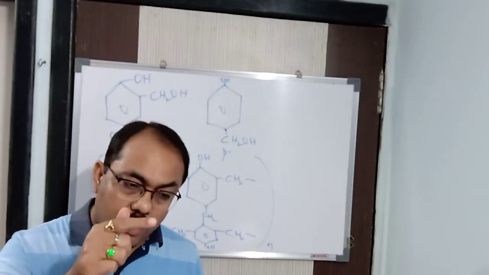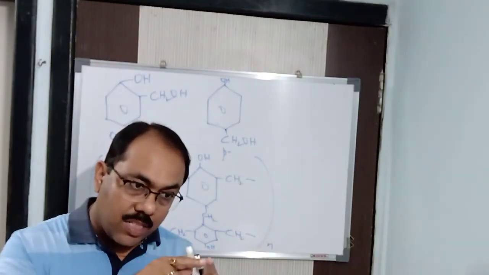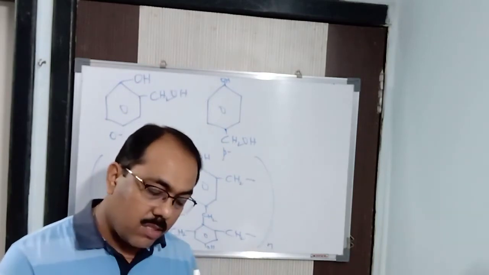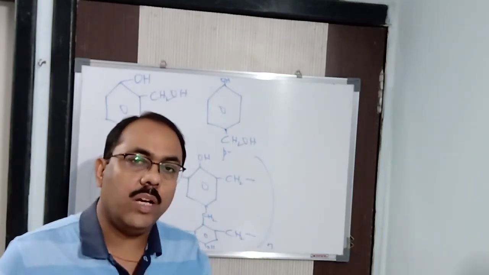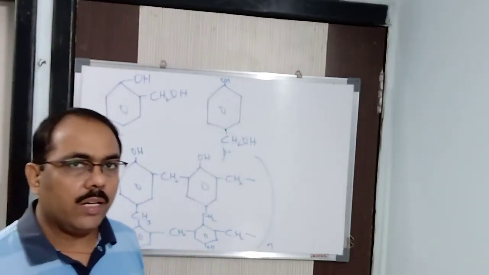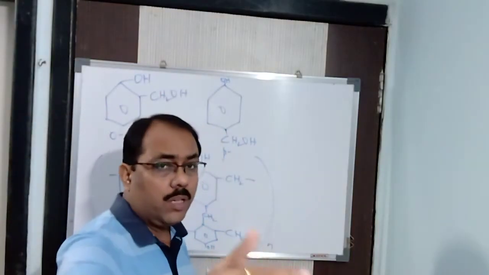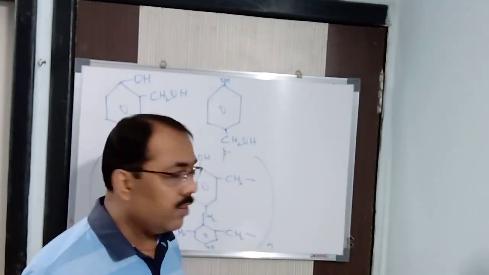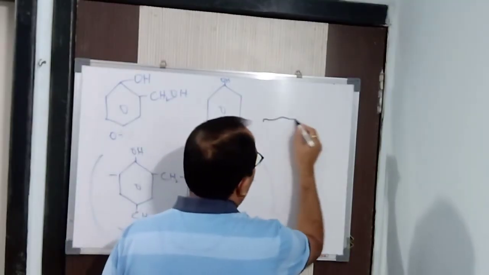Got it? And you get the chain increasing lengthwise as well as the chain increasing heightwise. That means you get a three-dimensional network structure. That is nothing but a network polymer you get. Initially it was a linear polymer that breaks up to form a network polymer. That means you get the structure in this way.